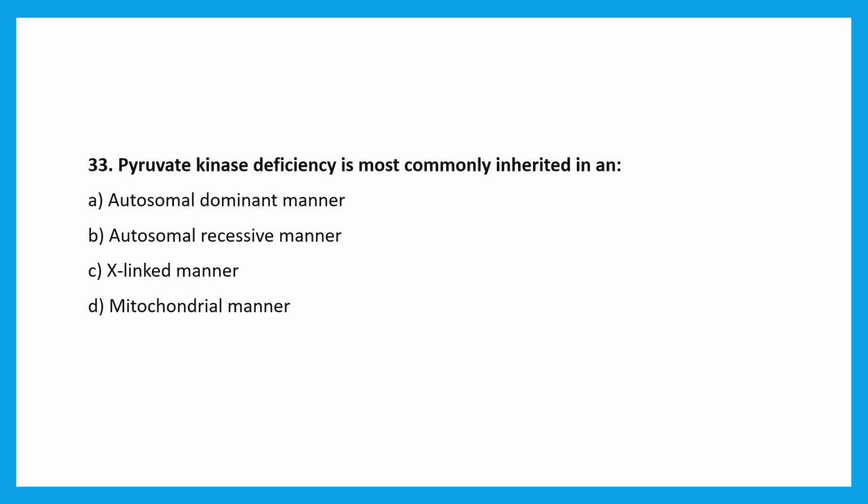Pyruvate kinase deficiency is most commonly inherited in an A, autosomal dominant manner, B, autosomal recessive manner, C, X-linked manner, or D, mitochondrial manner. The correct answer is autosomal recessive. Why? Because we know that PK, pyruvate kinase, is the most common enzyme defect of the glycolytic pathway, and it is inherited in an autosomal recessive pattern. So B is the correct answer.